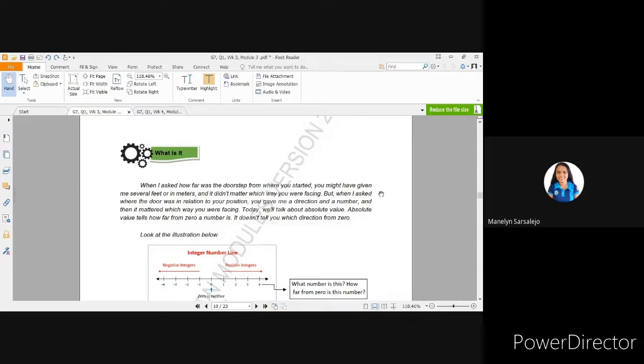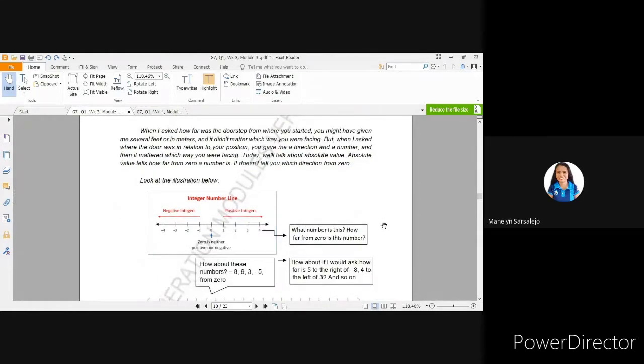Absolute value tells how far from zero a number is. It doesn't tell you which direction from zero. Okay, so let's take a look at this illustration below. So this is what we call an integer number line.